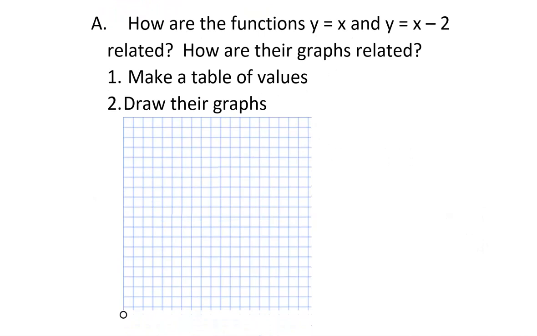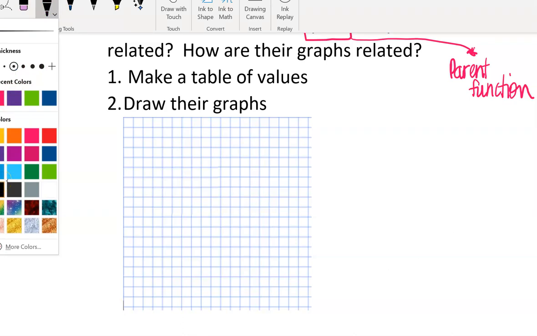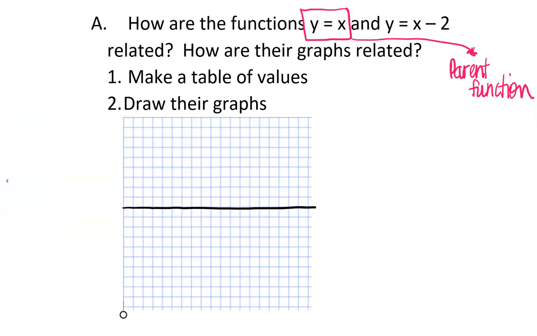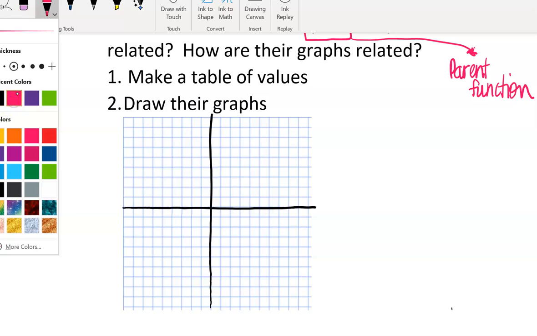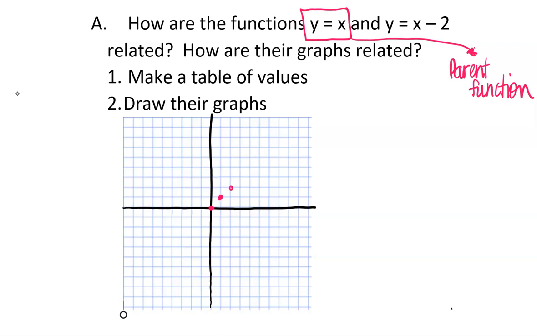So how are the functions y equals x and y equals x minus 2 related? The y equals x is the parent function. So what you do is you look at that one and you graph it. And I'm going to do these in a couple of different colors so you can see what happens. If you are looking at y equals x and you looked at a table of values, wherever those points are the same, that's where the points would be. So 0, 0, 1, 1, 2, 2.